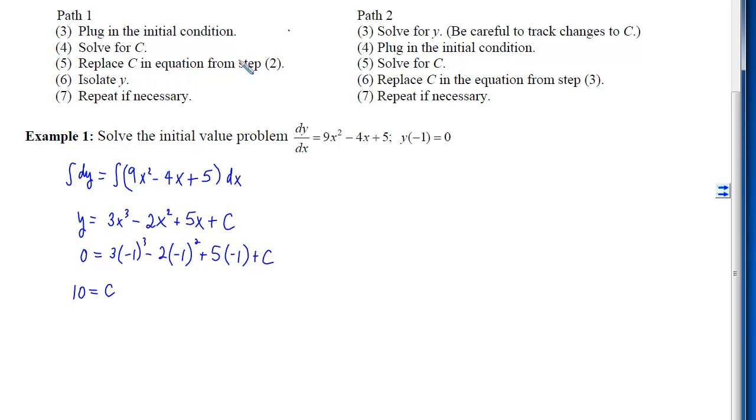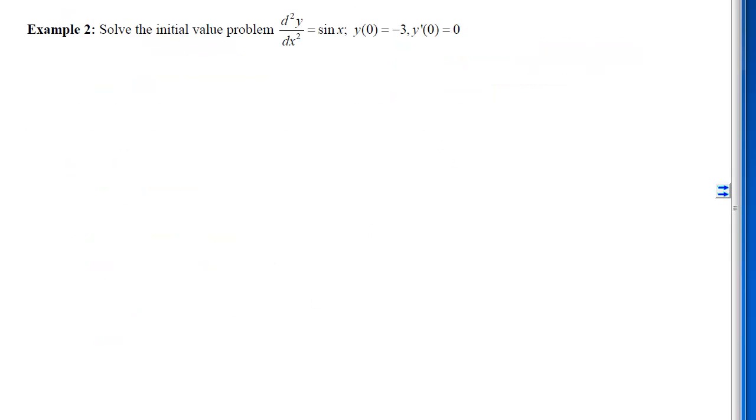Now we're going to replace c in the equation that we had in step 2. So I go back up to the equation that I had right before I plugged in my point. And now I will isolate y. Well, y is already isolated, and I don't need to repeat because I'm finding the function y whose derivative with respect to x gave me this. So I'm done. Example 2 now is a little more challenging because we have the second derivative.